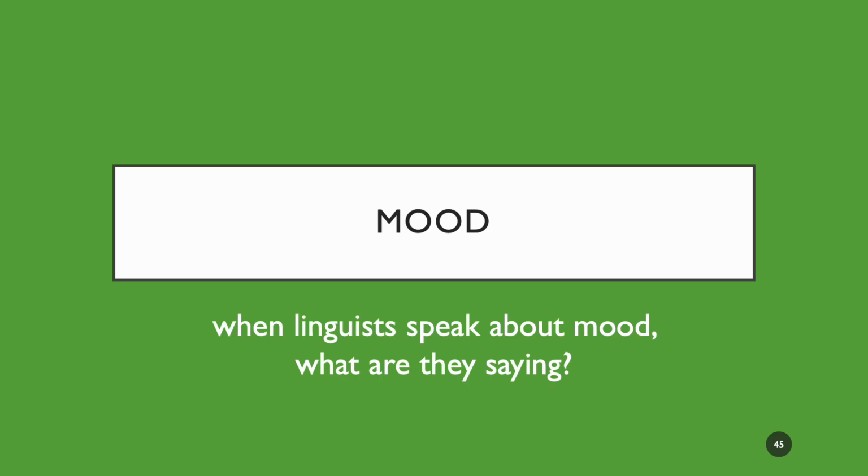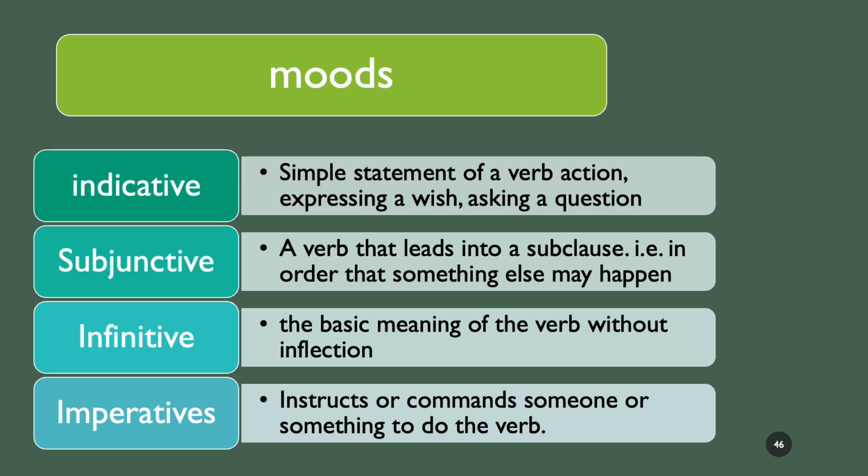Another term we use a lot is mood. When linguists speak about a mood, what are they saying? Obviously it doesn't mean mood as in emotional, in a bad mood, having a bad day sort of thing. The mood is about the verbs, whether they are indicative, subjunctive, infinitive or imperative. There's also participles, which I'll come on to, but let's just have a look at these.